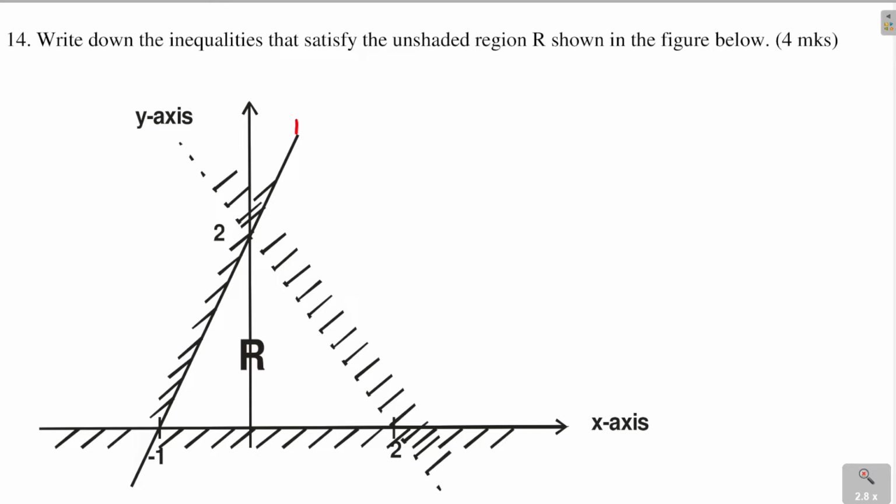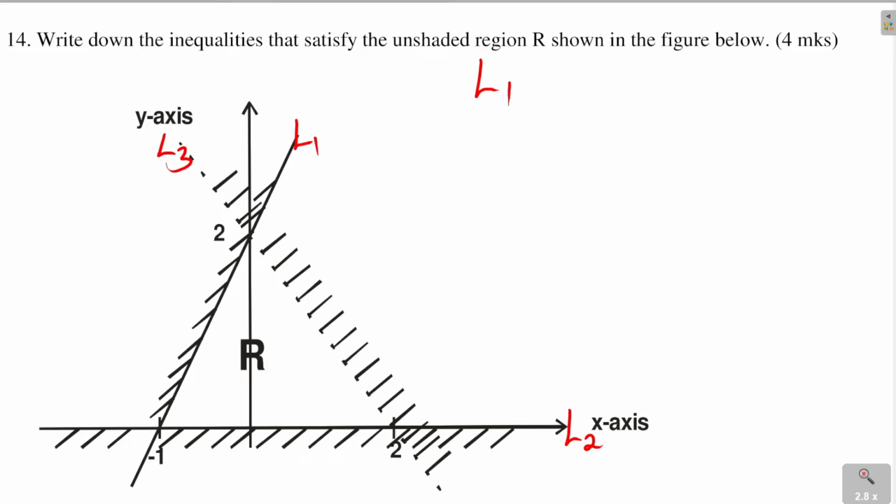So I'll call this line 1. This region R is bounded by 3 lines, as you can see. And then the x-axis, I may call this line 2. Then the other line 3. So we'll begin by getting the equation of each of these lines.